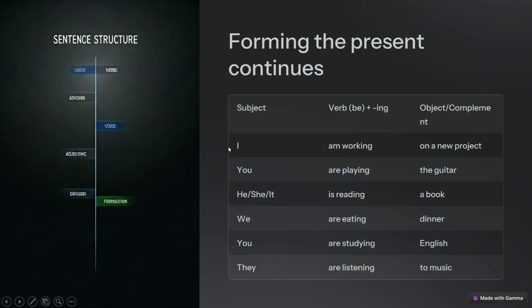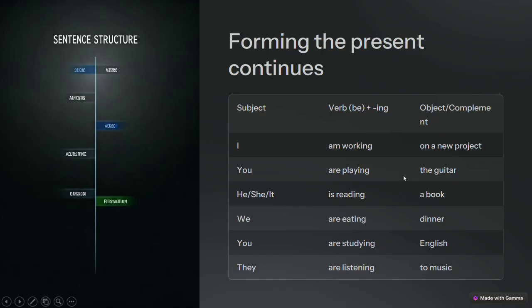For example, I am working on a new project. I is the subject. The to be verb for I exactly is am, then work plus ing. The ing form of our verb, working, and then our object. I'm working on a new project, or I am working on a new project.